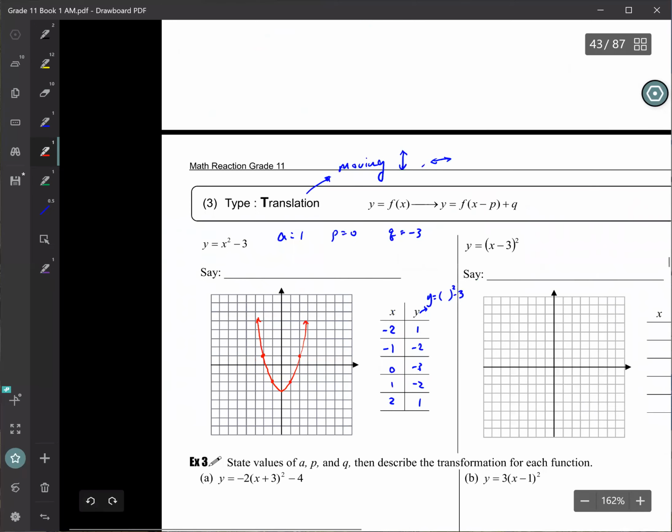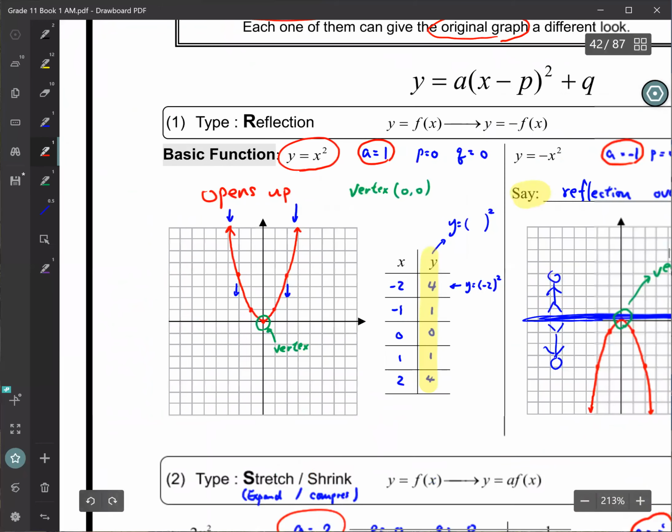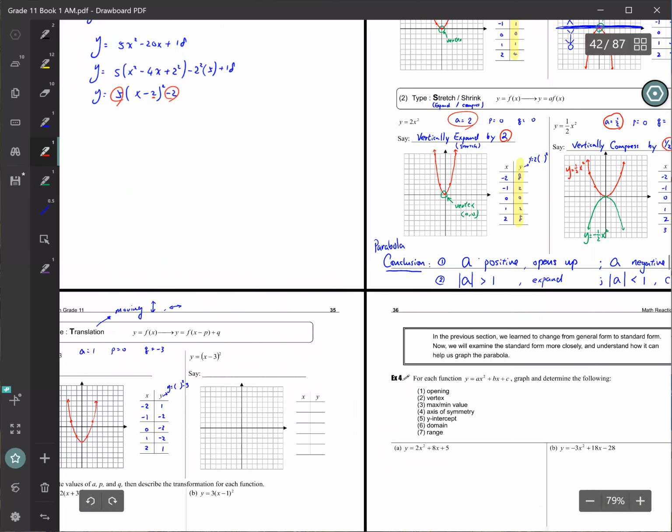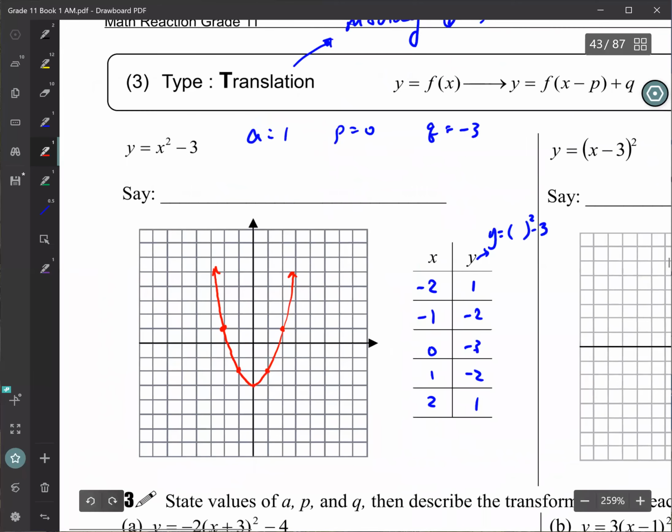So if we want to describe, by comparing with the basic, you can see that it's got moved to somewhere else. So what happened? How would you describe it in a sentence? Brennan, how would you describe it? Compare with the basic. It's below the x-axis. Yeah, so it's got moved up or down? Downwards, right? By how many steps? How many boxes? 3. 3 boxes, very good.